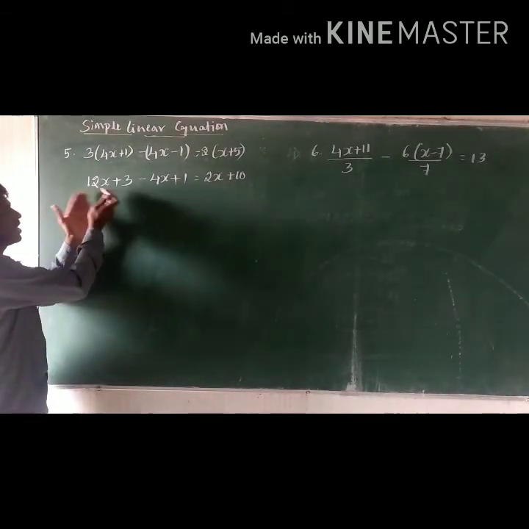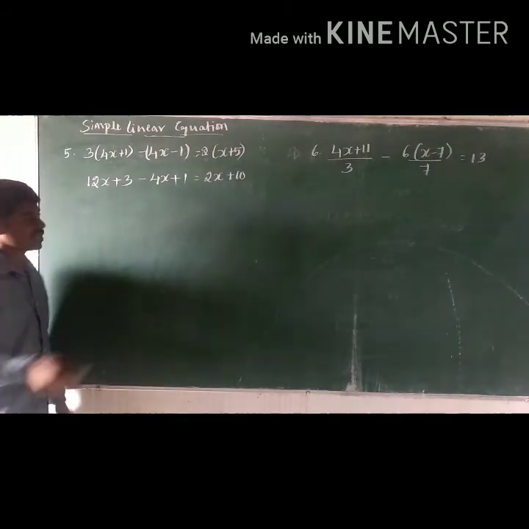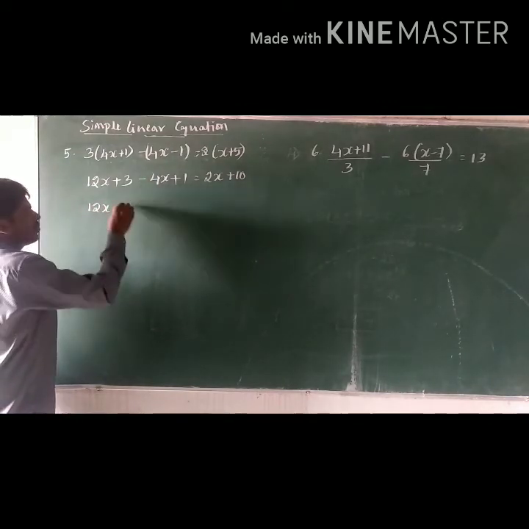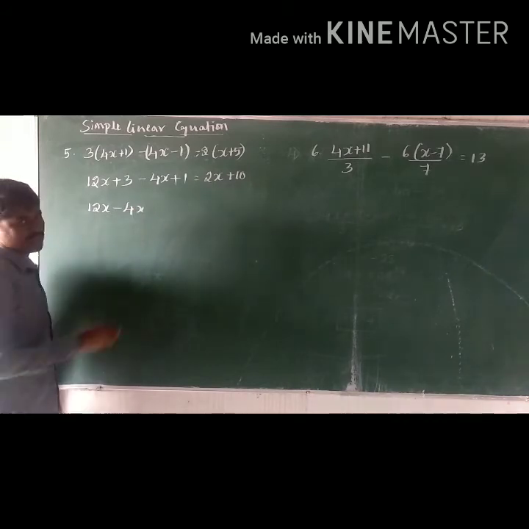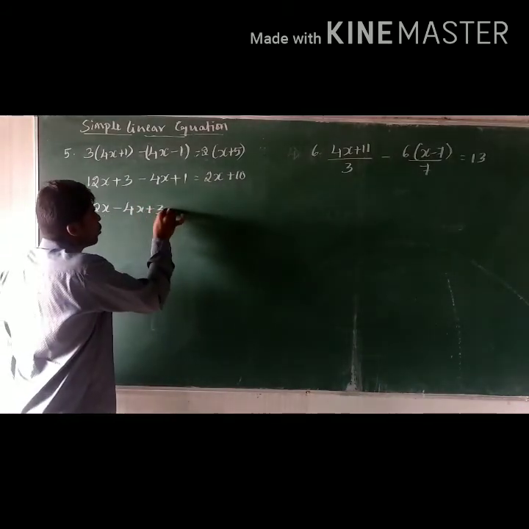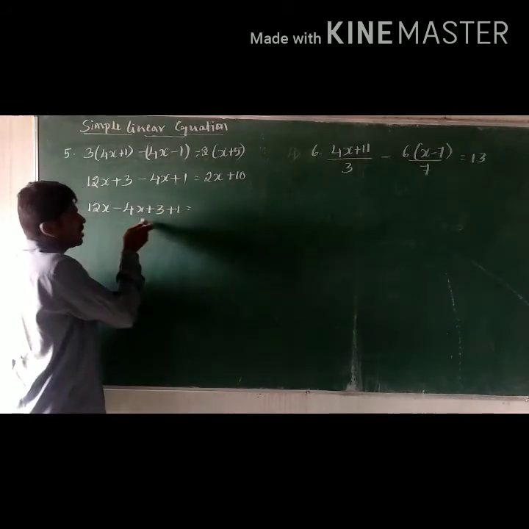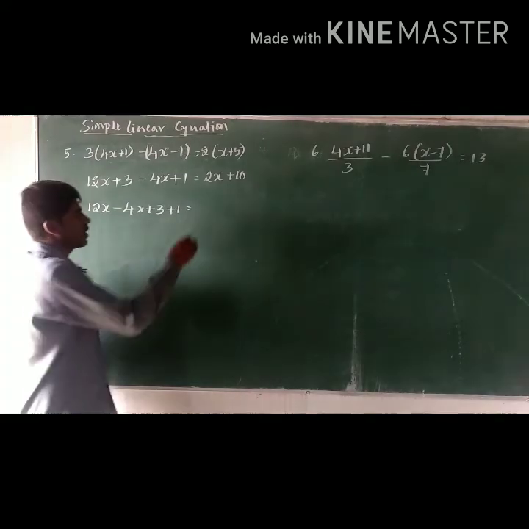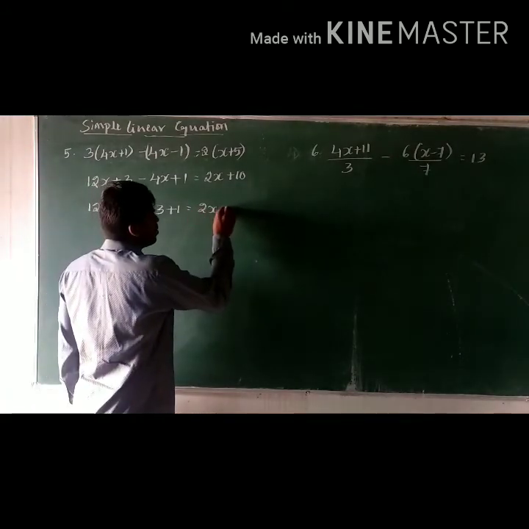Now the numbers in the equation on one side, the numbers we will write on the other side. Now 12x minus, I will write the numbers along with the variable first, then I will write the numbers. Now plus 3 plus 1. Why do we write this? Because then the calculation will be easy. So that's why we write 2x plus 10.